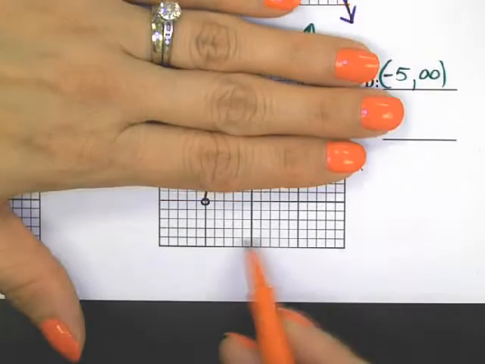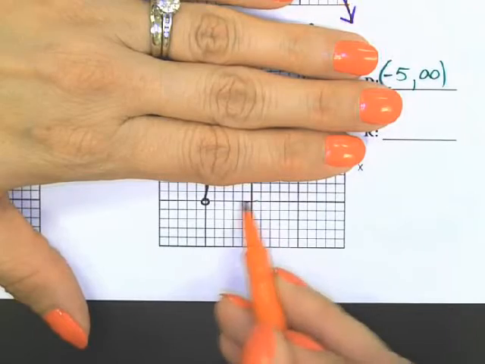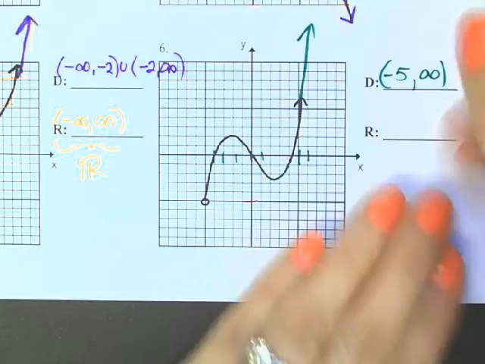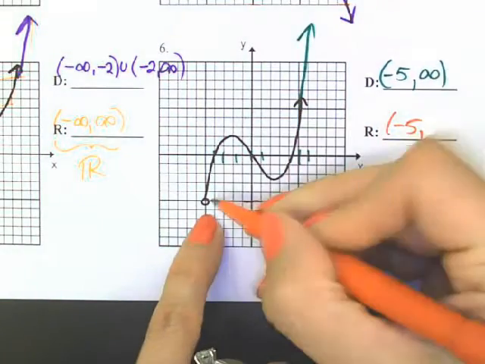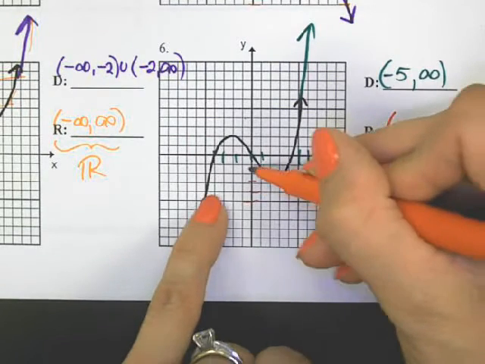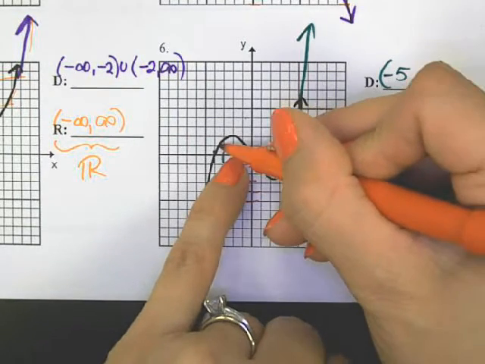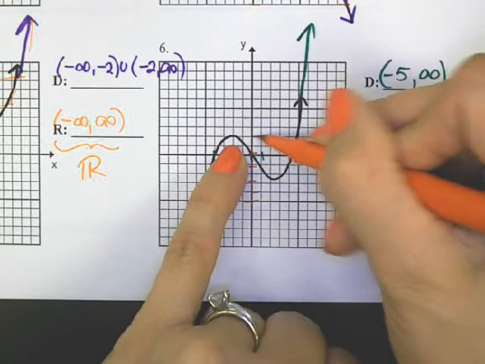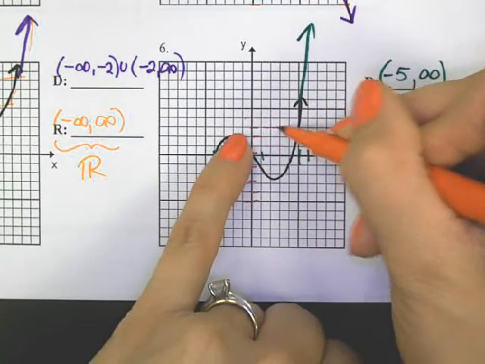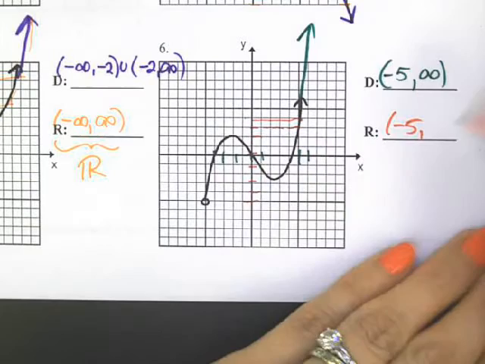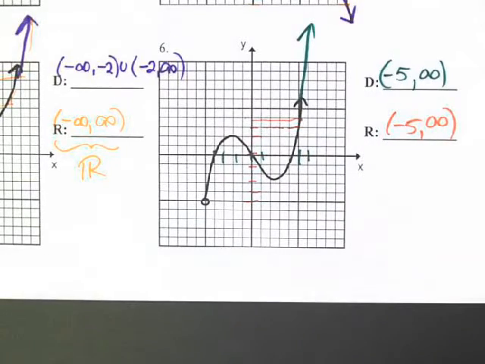Smallest y value is here, -5. So we're going to have -5 with parentheses, and it goes up, up, up, up, up. And even though it maxes out here, don't worry, there's more graph over here. The graph's touching 3, touching 4, all the way to infinity.